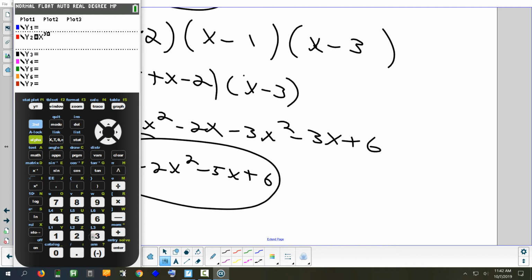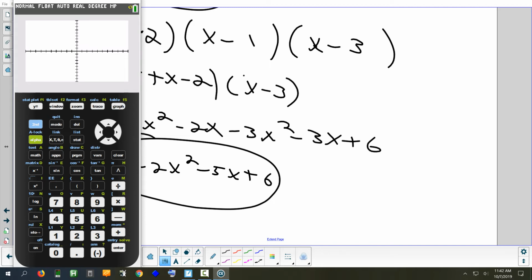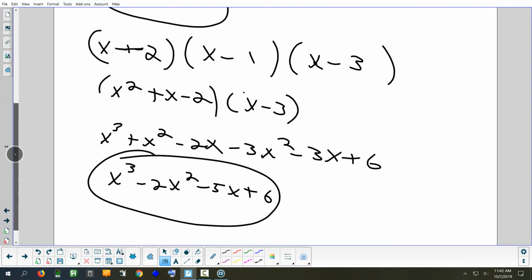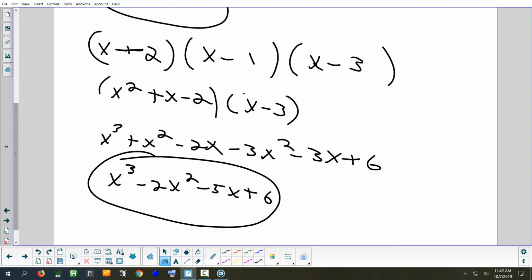So we've got x cubed minus 2x squared minus 5x plus 6. Now, if it doesn't cross where we expect it, we either multiplied it out wrong or we typed it in wrong. Does it look like it crosses where it's supposed to? -2, 1, 3. Yep. Okay. So any question on that? And it's a degree 3 polynomial, x cubed.